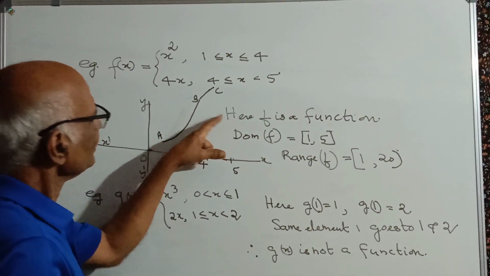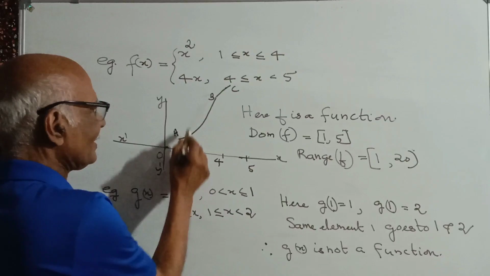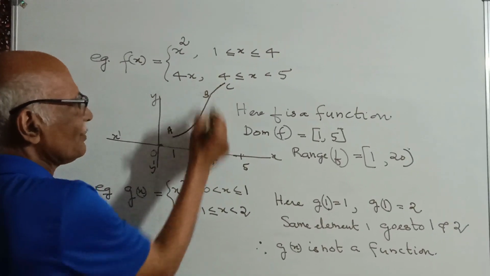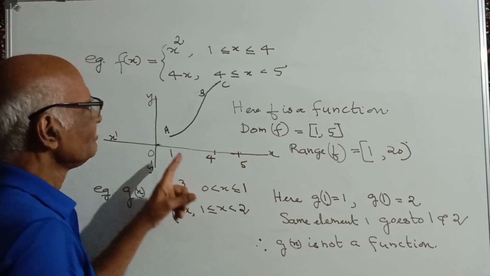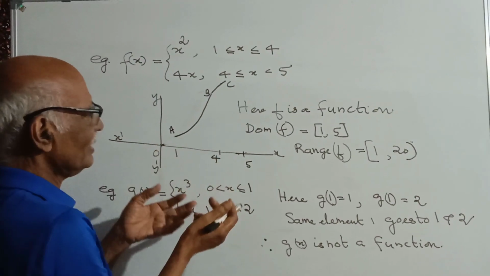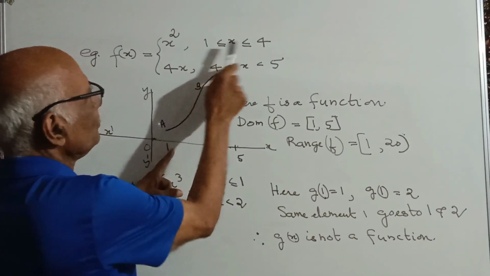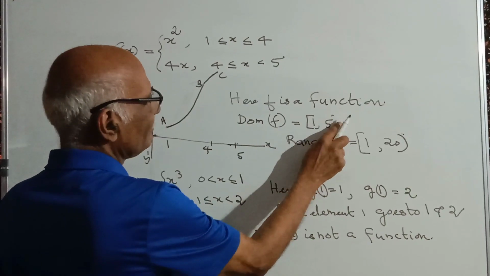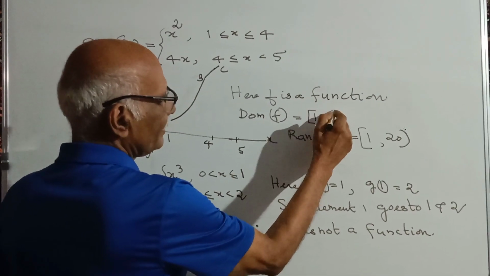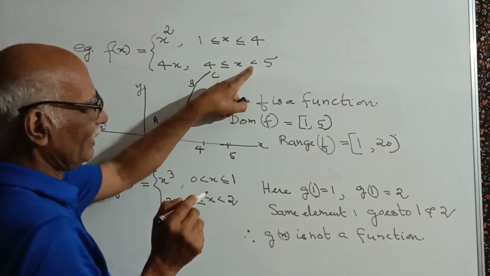Now this is a function because a vertical line will meet the curve only once. Now the domain of f, domain means the values taken by x. It takes values from 1 to 4 and then 4 to 5. So that 5 is not included, it is excluded. It is not taking 5.